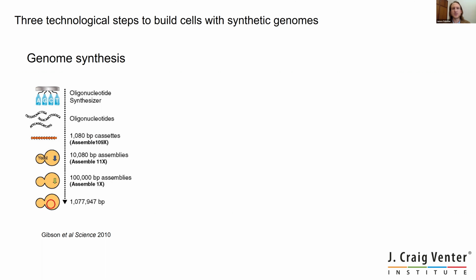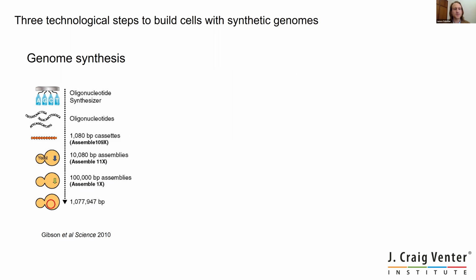There are 3 technological steps that were developed at the JCVI and elsewhere. The first is genome synthesis. It's possible to synthesize whole bacterial genomes starting with oligonucleotides. And a key point that I'll highlight here is that before the genome is in the bacterium, it exists in yeast as a centromeric plasmid. And it's largely an inert piece of DNA inside of the yeast. So it's possible to use yeast genetics to edit this bacterial genome.